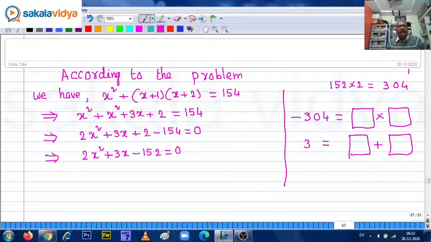The sum should be 3. What are such numbers? We need to find out. Arjun Krishna, what are the numbers? Now tell me first of all. This 152, 1 can be written as 3, okay, 3 5 are 15.